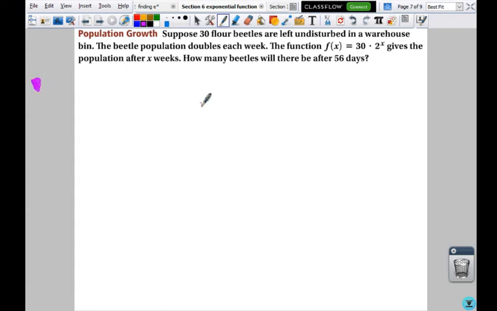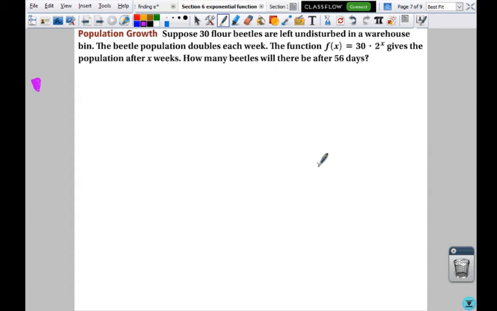In a warehouse, the beetle population doubles each week. The function f of x equals 30 times 2 to the x gives the population after x weeks. How many beetles will there be after 56 days?